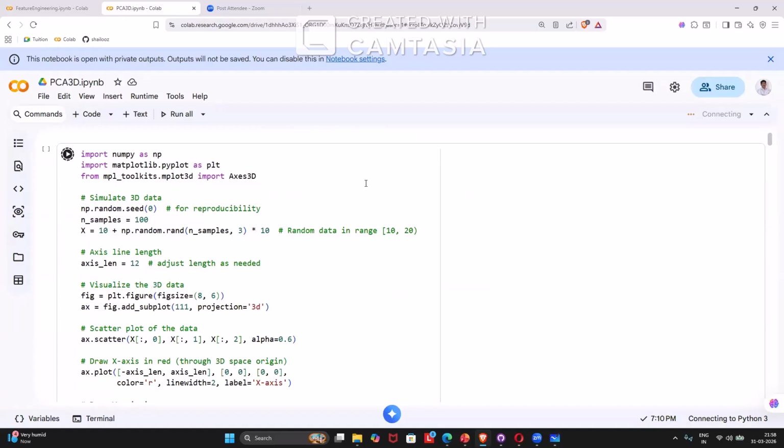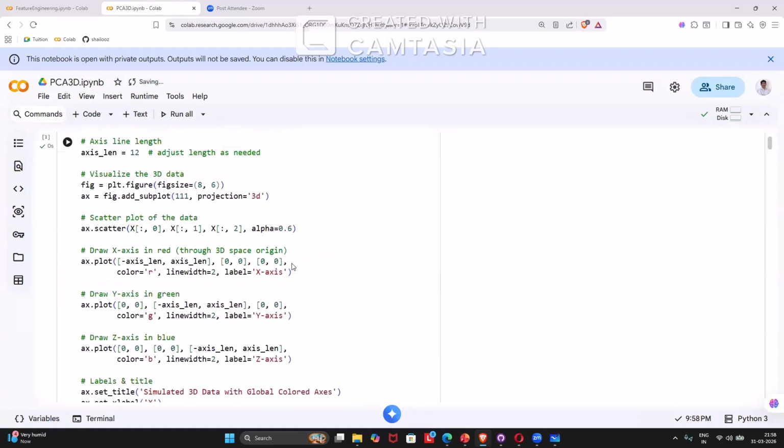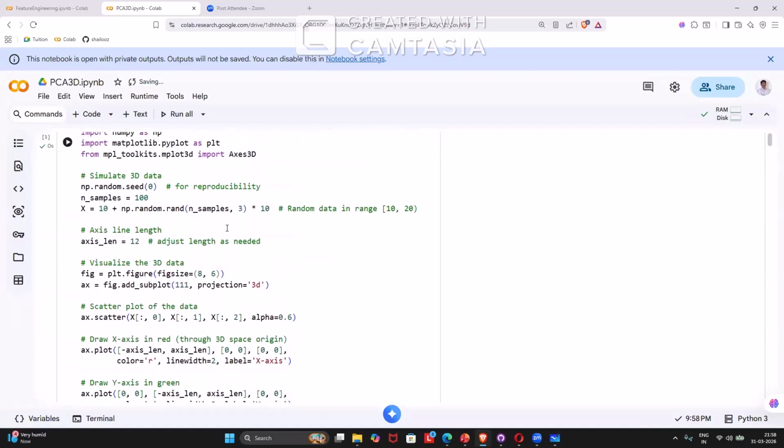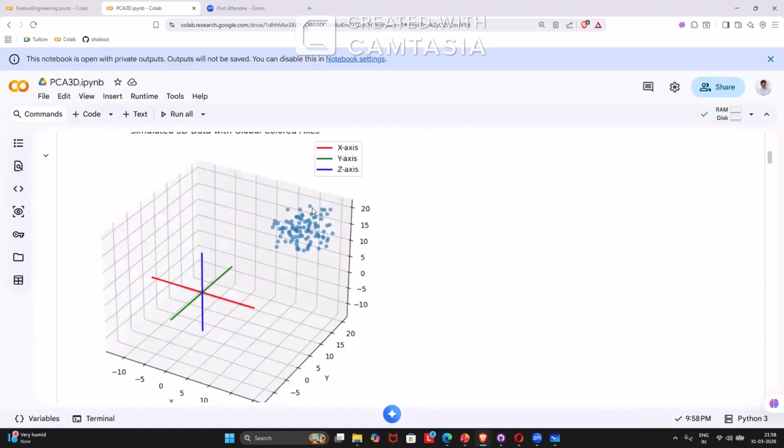So here I'm creating random data, and the random data is plotted over here. So this is our data. There are around 100 samples, and those 100 samples are distributed like this.